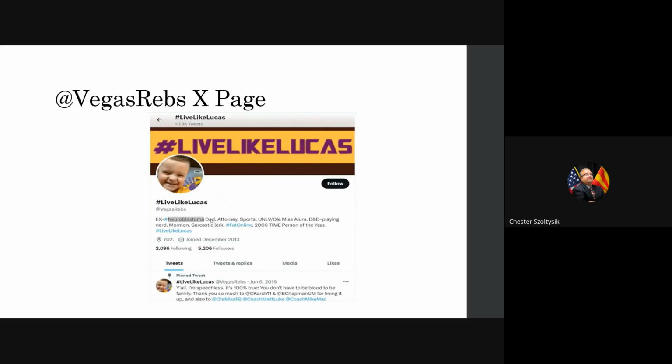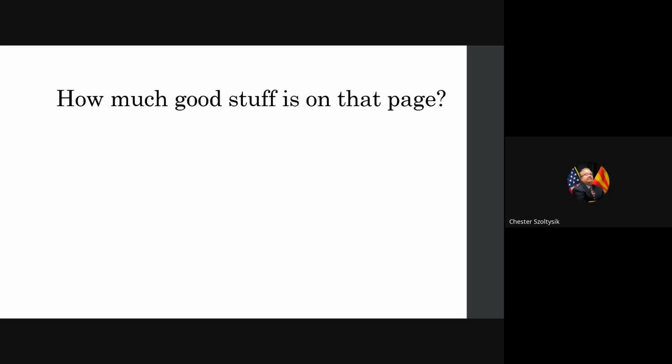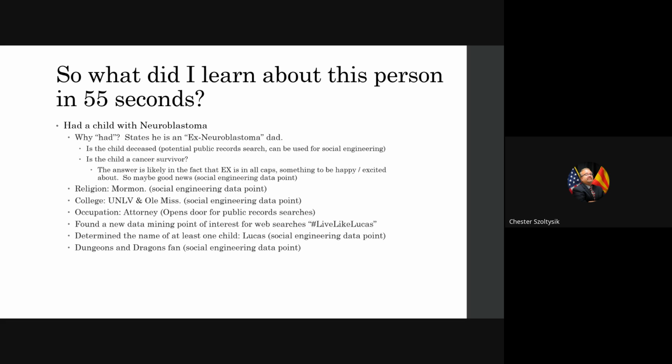So here on this page, I'm just going to go to the next page real quick. I don't know if you had much time to look at that page. I wanted to leave it there for a little bit so you can look at it, because now I'm going to show you how much information is on there in case you missed it. So this is what I learned just on that page.